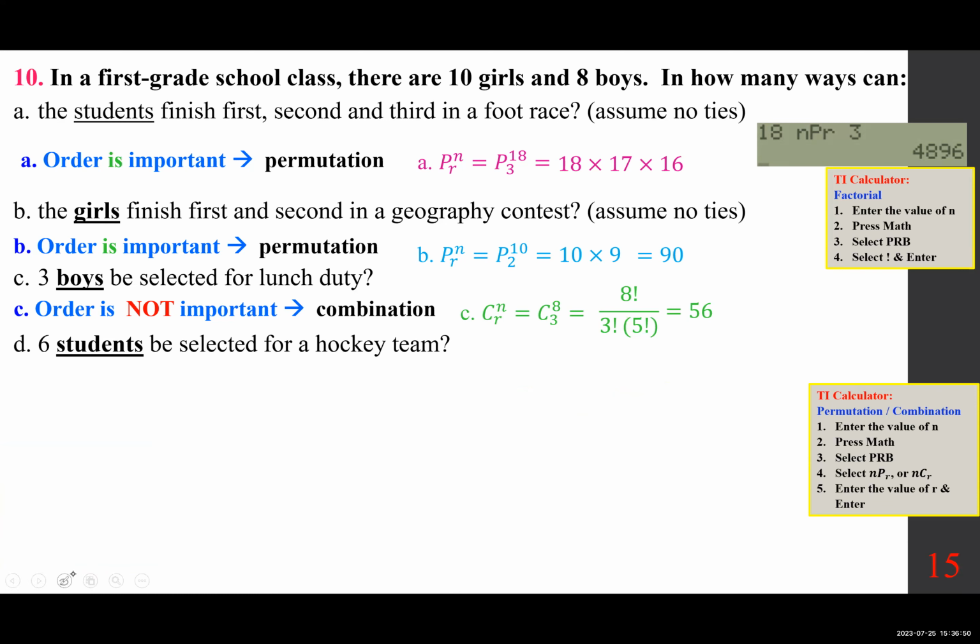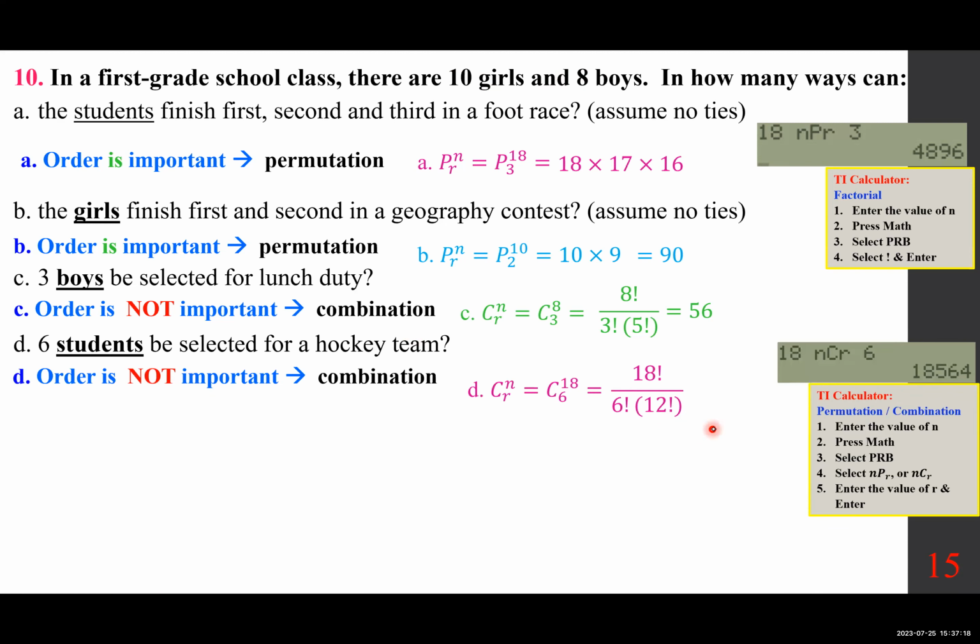Now we want 6 students for a hockey team. So basically, order is not important. And we are looking at a total of 18 kids. We want 6 of them. Combination of 18, choose 6, which is 18 factorial over 6 factorial times 12 factorial. And again, you can just use a calculator since the number is getting larger, and you get 18,564 different ways.